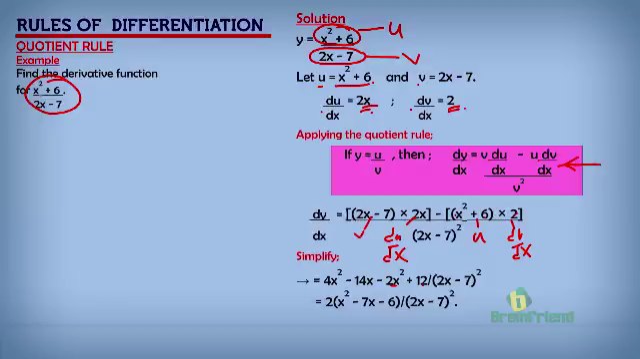If we work this out, we would have 2, which is common to our numerator, out. We have x squared minus 7x minus 6, all over 2x minus 7, all squared. And this is the simplest form that we can break this down into without going into too much detail. This, again, is our derivative for our question, x squared plus 6 all over 2x minus 7. So once again, that's how the quotient rule works.